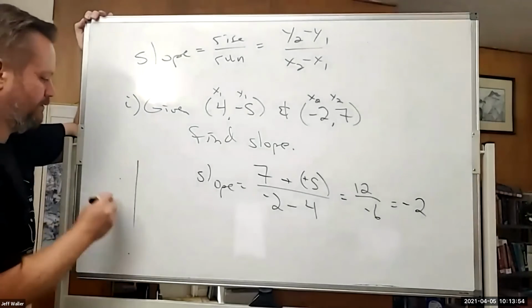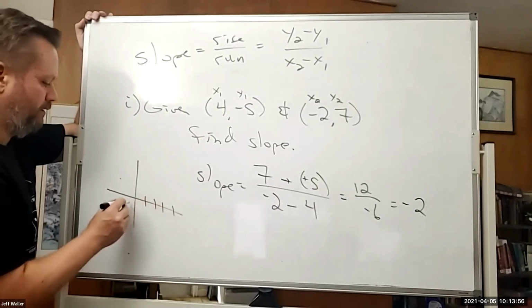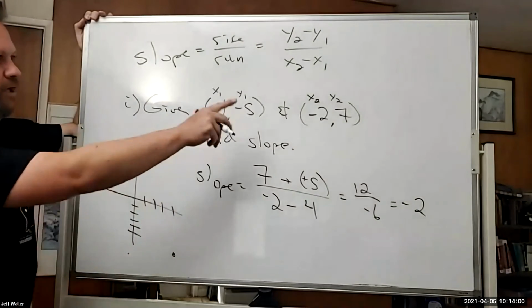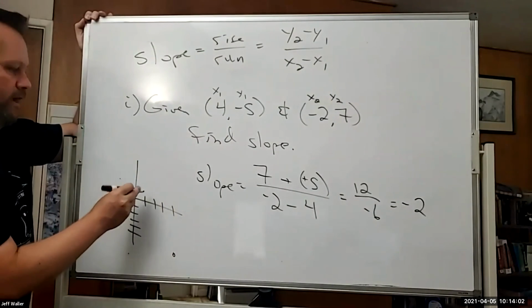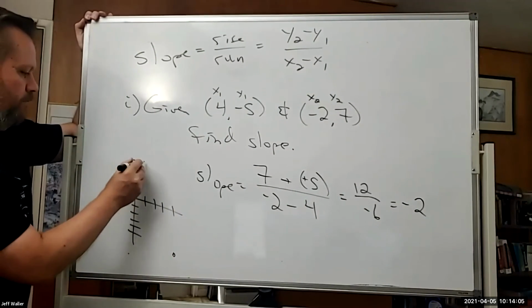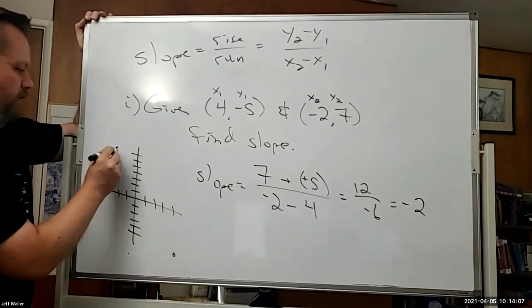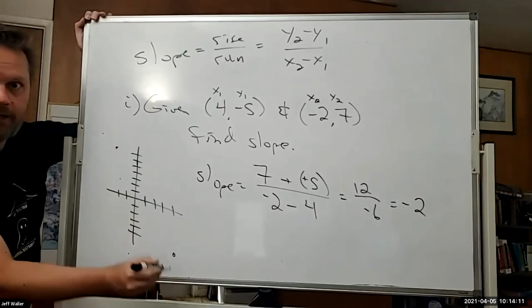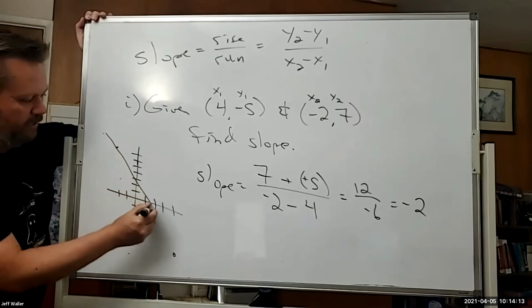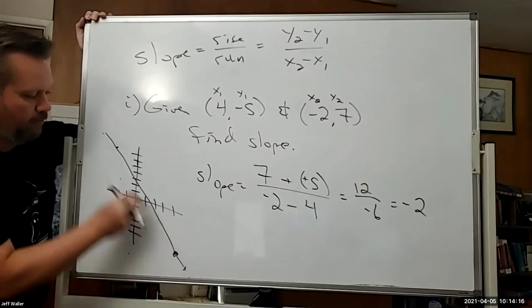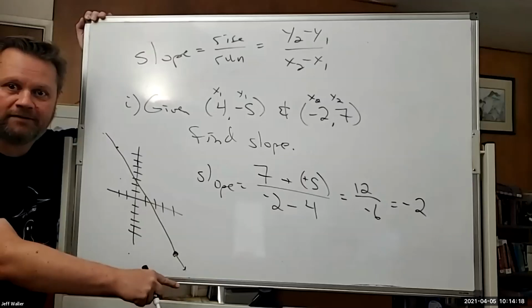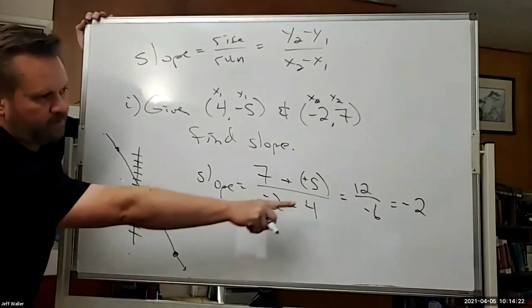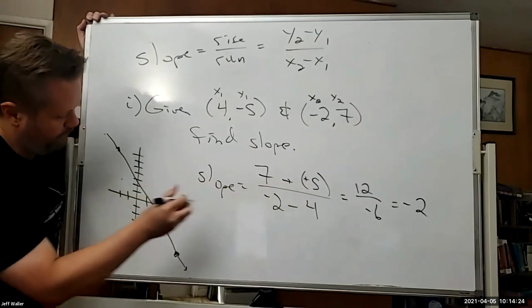And real quick, so 4, -5, and -2, 7. I'm not going to do this perfectly, but let me do this real quick. It's not a perfect graph, but you can see one big thing is it's a negative slope, right? How do I know this is a negative slope? Because the line is going down. That's my phrase of the day. The line is going down. That's why it makes sense that it came out negative.